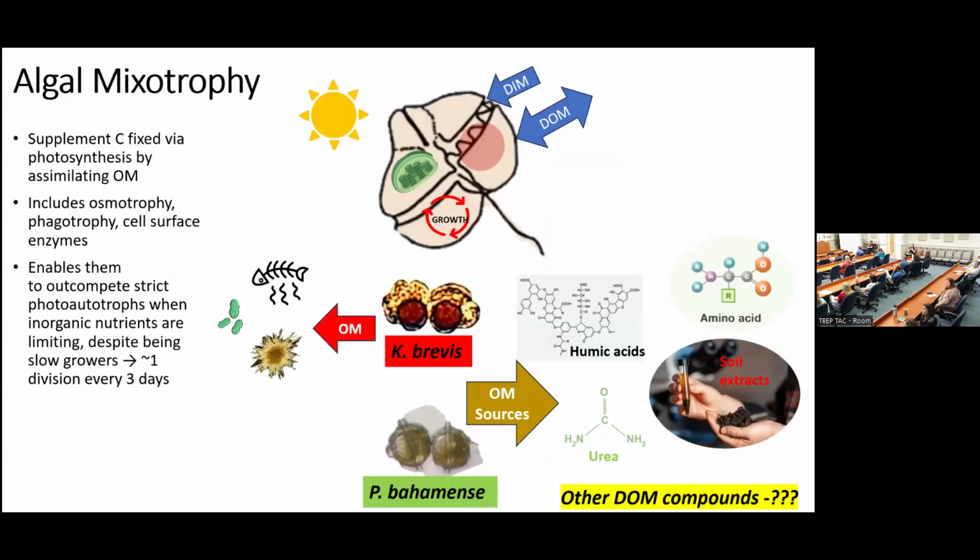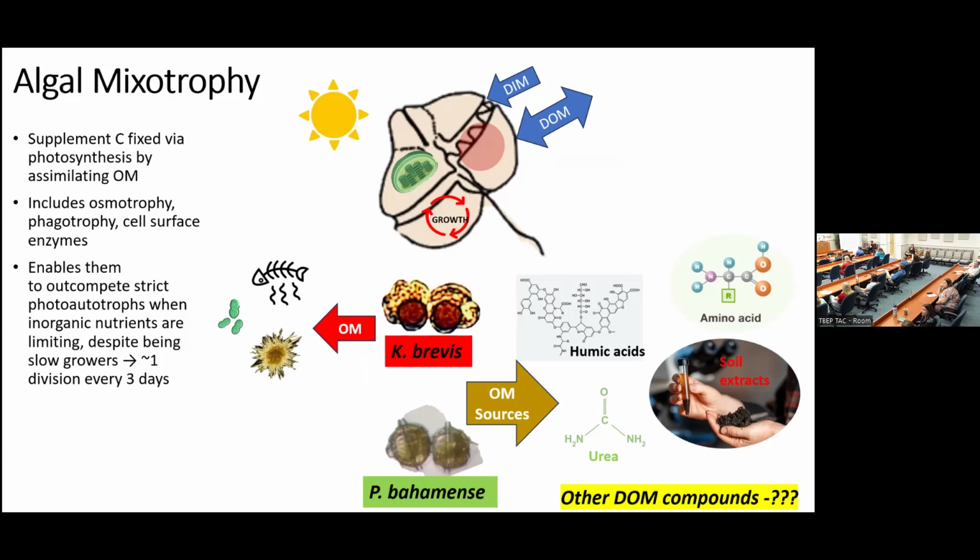So why are these species so successful despite having a relatively slow growth rate, about 3 days for cells to divide? They're mixotrophs, so they can not only take in inorganic forms of nutrients, they can supplement that carbon fixed by photosynthesis using organic matter. Some of the ways they can do this: osmotrophy, phagotrophy, and they also have cell surface enzymes that can facilitate the uptake. And essentially they can outcompete strict photoautotrophic organisms when inorganic stores are depleted.